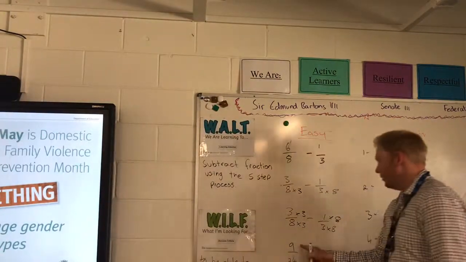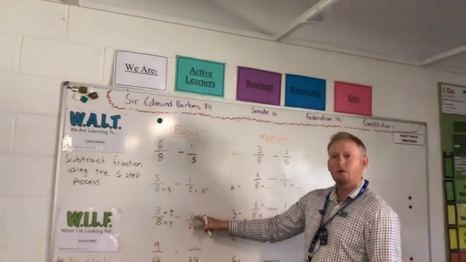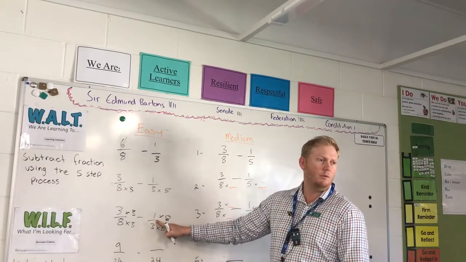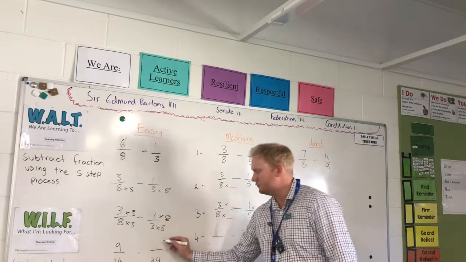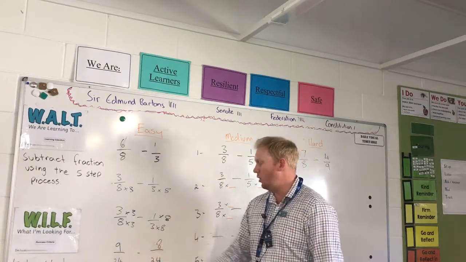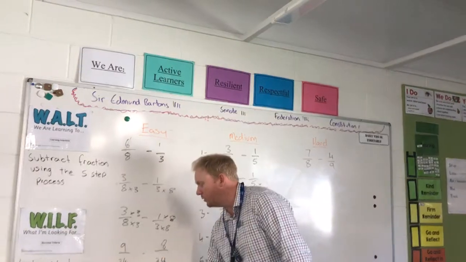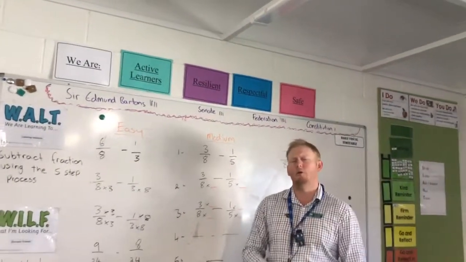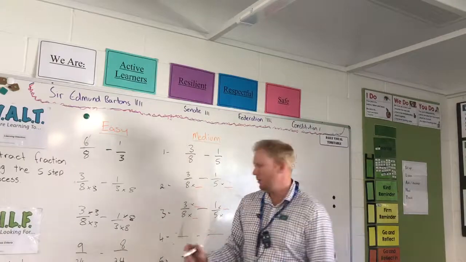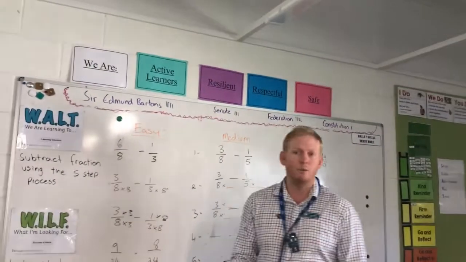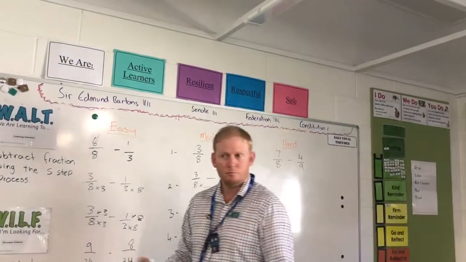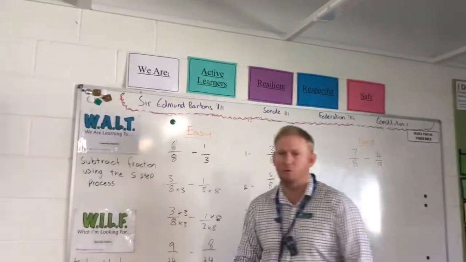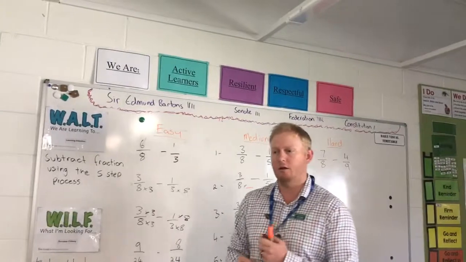Excellent, good job. 3 times 3 is 9. Next one is going to be 1 times 8. Coop, can you tell me what that is for me? 1 times 8 is 8. So it's going to be 9 over 24 minus 8 over 24. We know that the denominators are the same, so they stay the same. So 9 minus 8 is going to be 1. So you're going to have 1 over 24. That would be your answer.